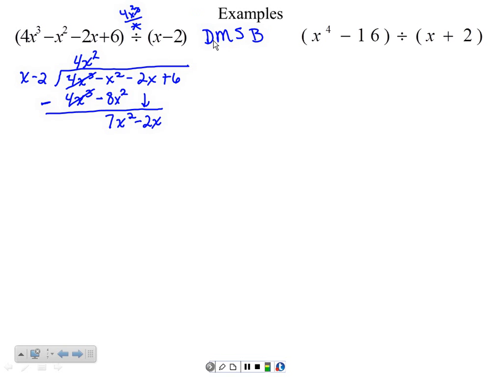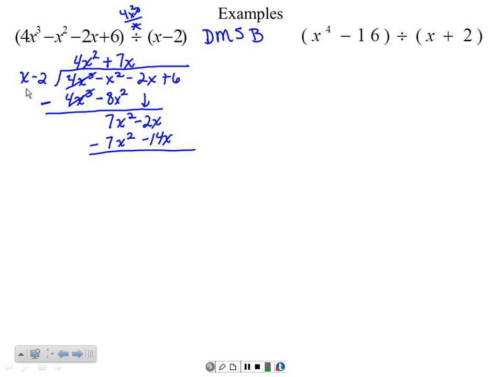So our first step is to divide, and when we divide, first term by first term, 7x squared divided by x is going to be 7x, a positive 7x, and that's going to go up top. Then we're going to do our multiplication. So we're going to multiply this 7x times this binomial. So 7x times x is 7x squared. And 7x times negative 2 is negative 14x. And then we're going to subtract.